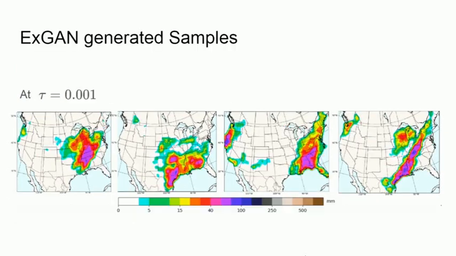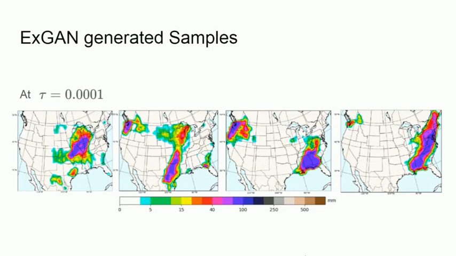We now show ExGAN generated samples on different extremeness probabilities. Here are the samples at tau equal to 10 power minus 3. These are some samples at tau equal to 10 power minus 4.